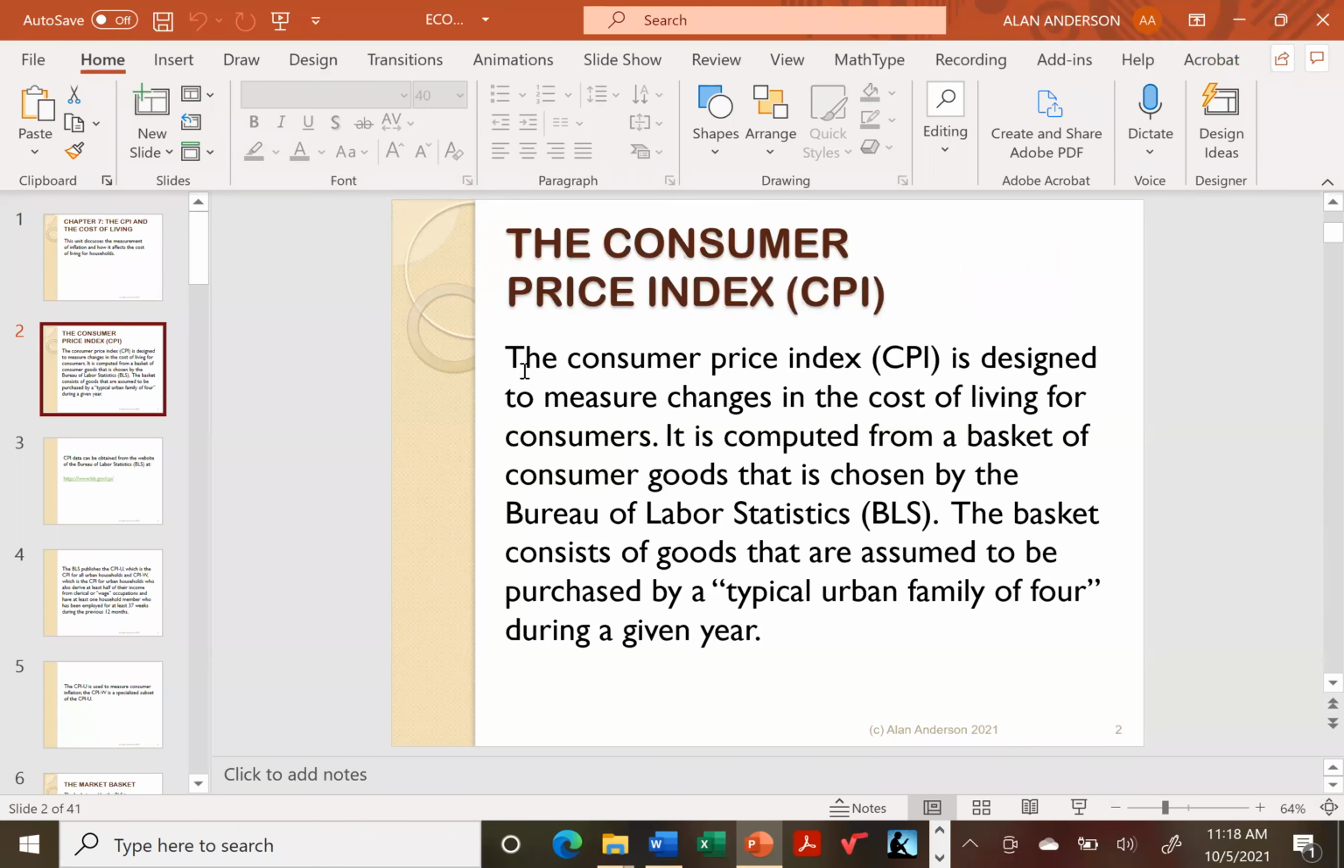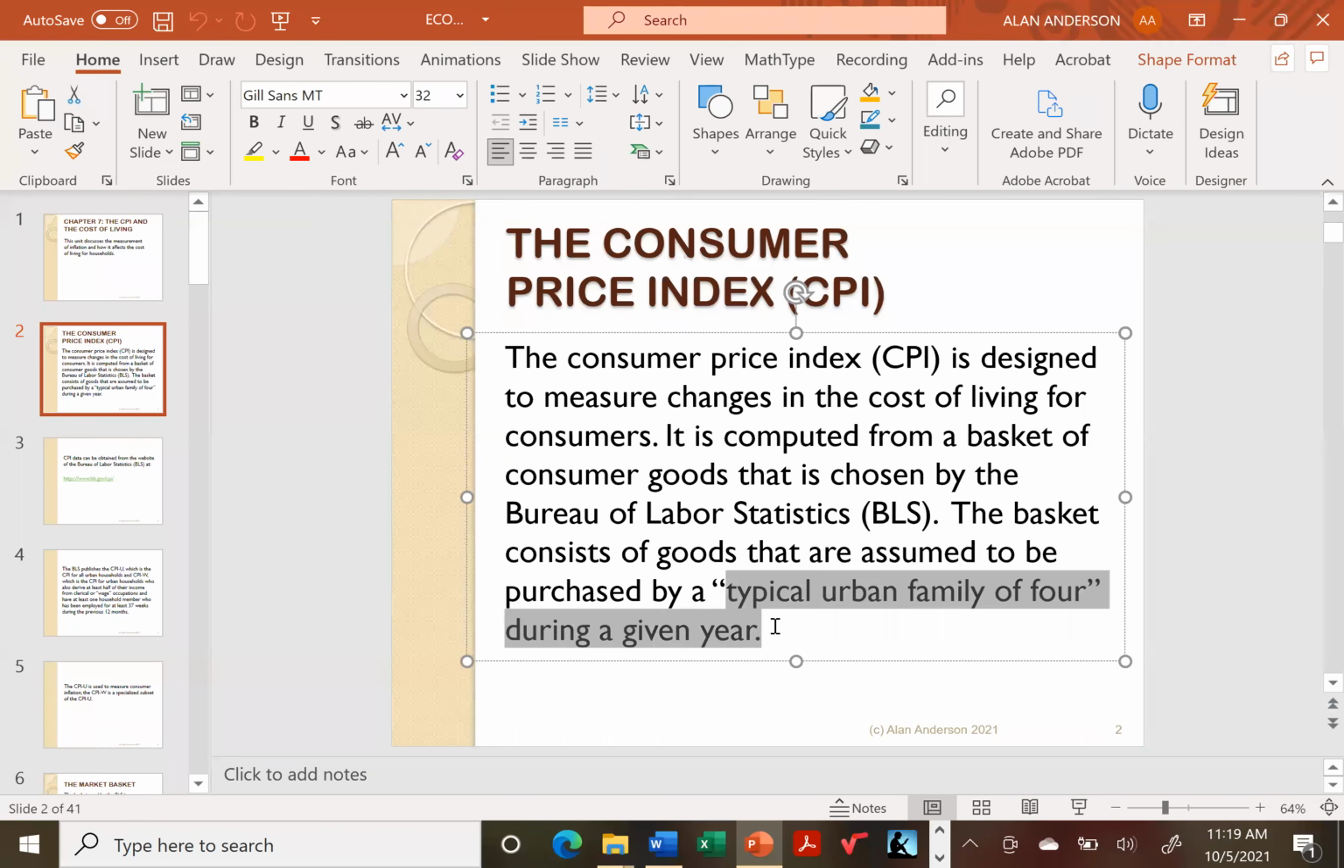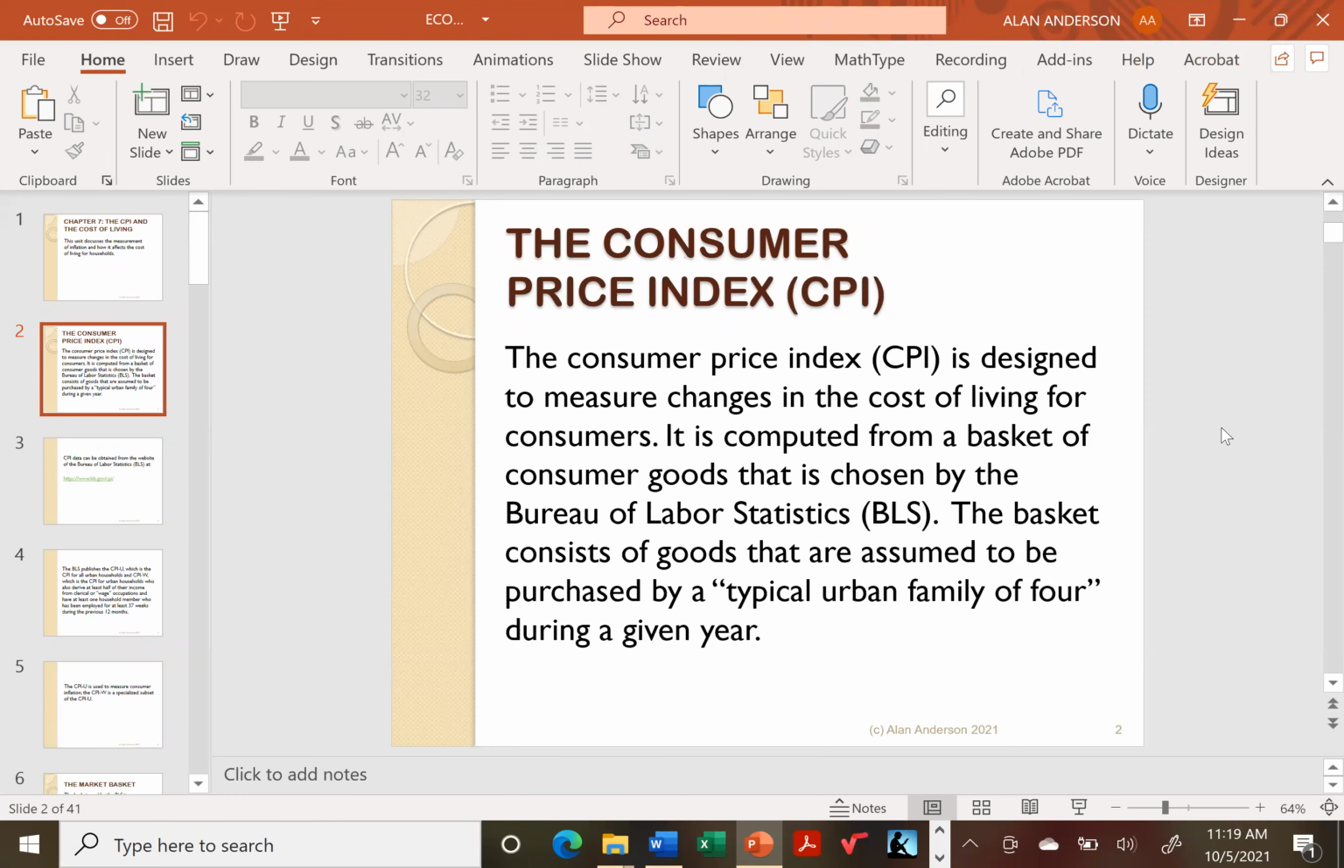So formally, the CPI, what they actually do, and it's hard to imagine they have time to do this, but they create what they call a basket. And by the way, this is also the Bureau of Labor Statistics. They keep track of unemployment data, and they also keep track of inflation data. And what they do is they create what they call a basket of goods, which is meant to represent what people typically buy during a given year. And they're basing this on the assumption that we are shopping for what we will call a typical urban family of four, however that is defined.